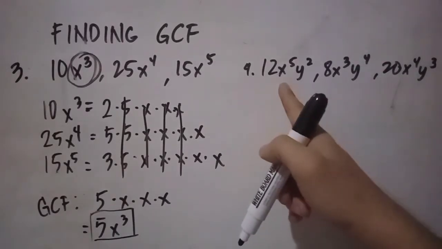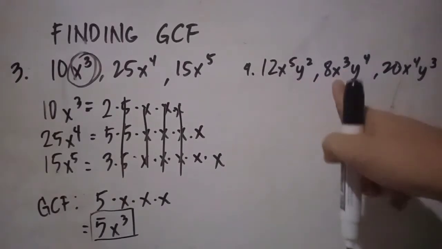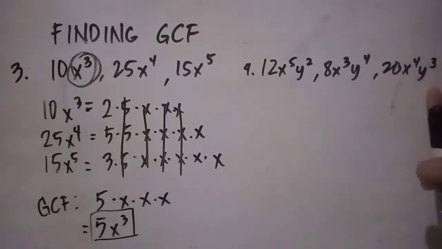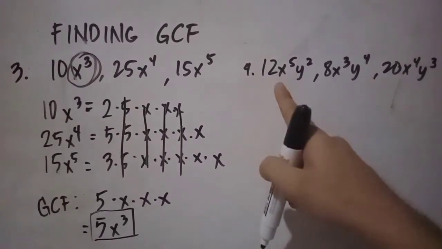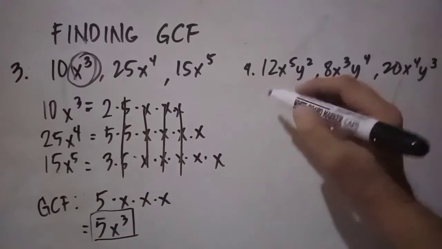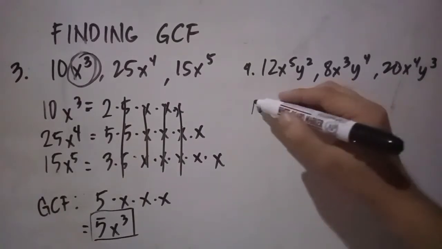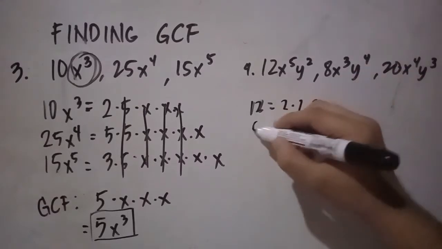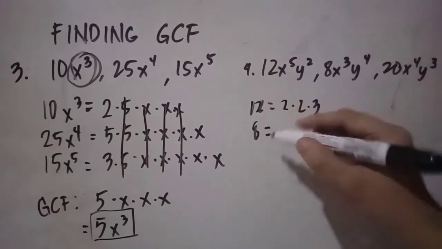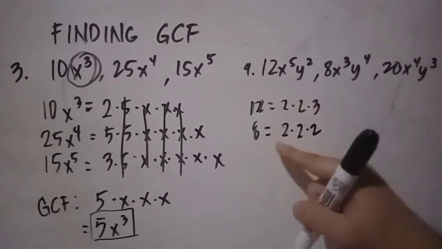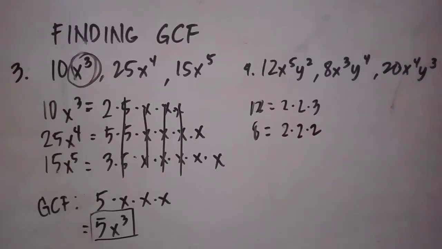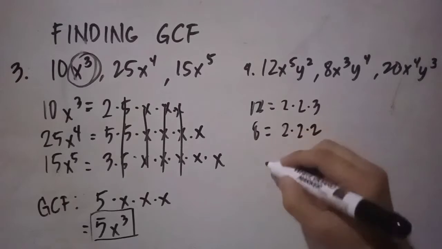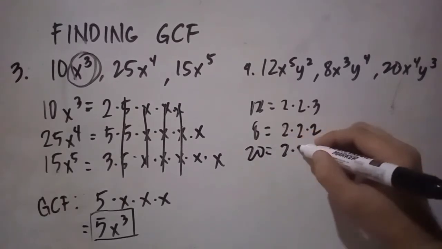So, 12x to the 5th power, y squared, 8x cubed, y to the 4th, and 20x to the 4th, y cubed. Okay, so kukunin muna natin GCF ng numerical coefficients. So, 12 is 4 times 3, so 2 times 2 times 3. Tapos, yung 8 naman is 2 times 2 times 2. 2 times 2 is 4 times 2 is 8. And then, 20 naman, 4 times 5 or 2 times 2 times 5.